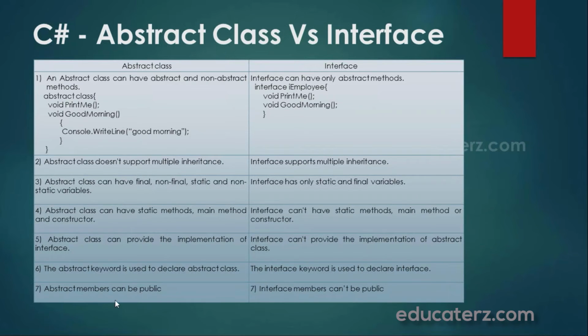Abstract members can be public, but interface members cannot be declared public because by default interface members are public, with the public access modifier. So we cannot create any method as public here. We should not provide any access modifier because those are public by default. This will be an important interview question. Please remember this chart, then just tell the points one by one, that's enough. You will make a good impression on the interviewer.